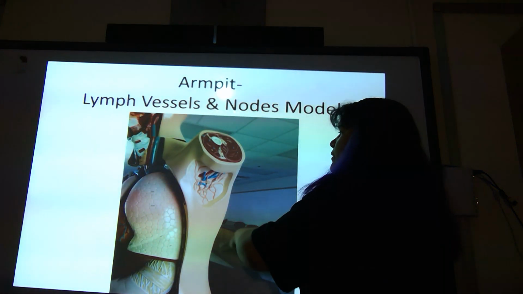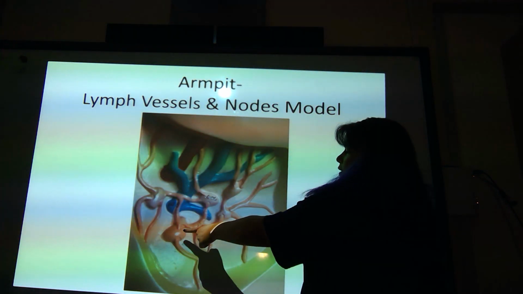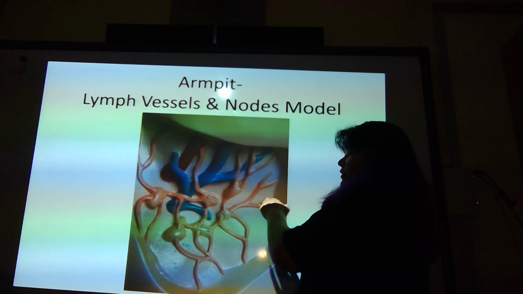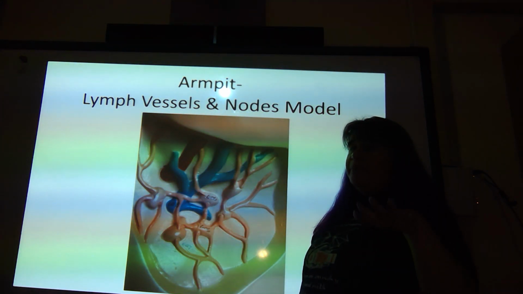Now, armpit, axillary, right? So up close, here are the axillary lymph nodes, and again, the lymphatic vessels. Don't need to get more complicated than that.